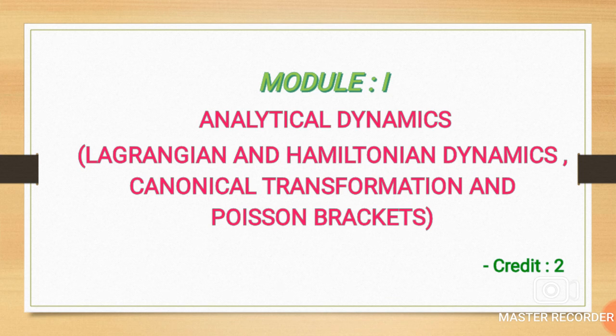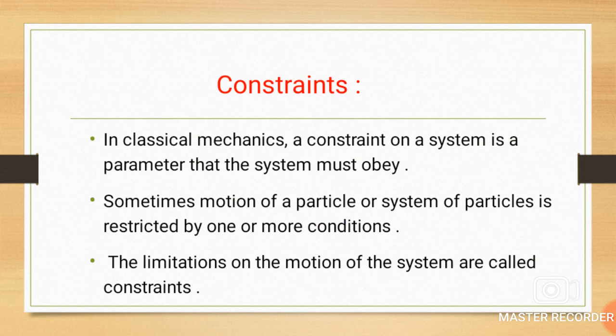In that, first we will discuss some concepts related to classical mechanics which are very useful for the course: constraint, degree of freedom, different types of constraints, and also generalized coordinates, generalized momenta and generalized velocity. These are the basic concepts which are useful in classical mechanics for analytical dynamics. So let's start with the constraint.